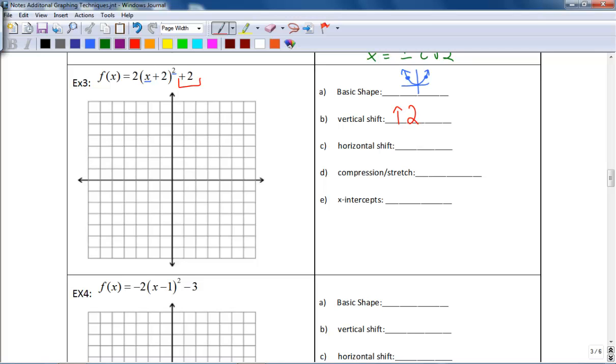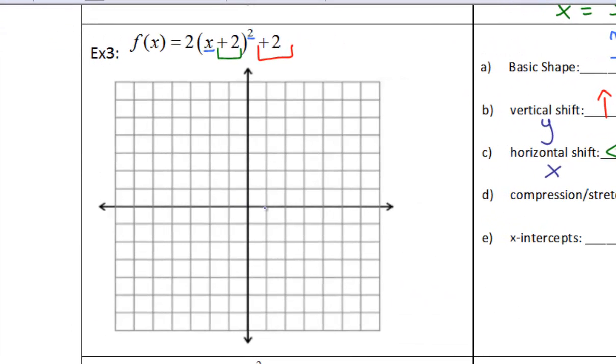Is there a number that I'm adding or subtracting to x? So is there a number that's in parentheses here with x? There is. There's a plus 2. So remember, these are always opposite the sign, so a plus 2 would actually move us left 2 units. So let's find the new vertex. Remember, the vertex is made up of the horizontal shift and the vertical shift. So the horizontal shift is left 2, again opposite this number, so the opposite of a positive 2 would move us negative 2 units. My vertical shift is up 2, so that's going to be a positive 2. So now my vertex is negative 2, comma 2. I'm going to go to negative 2, positive 2.